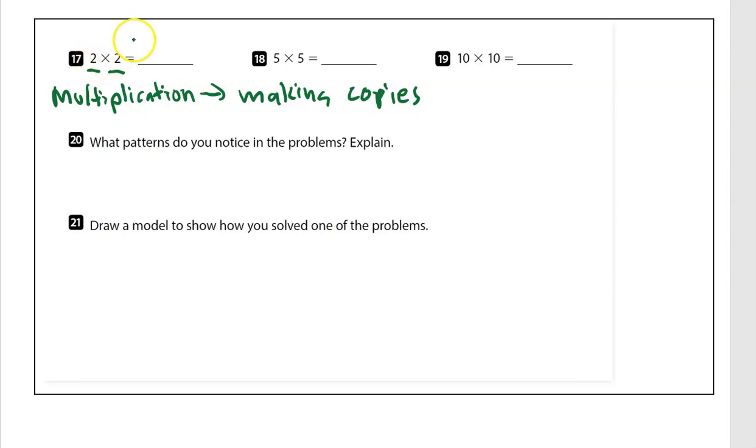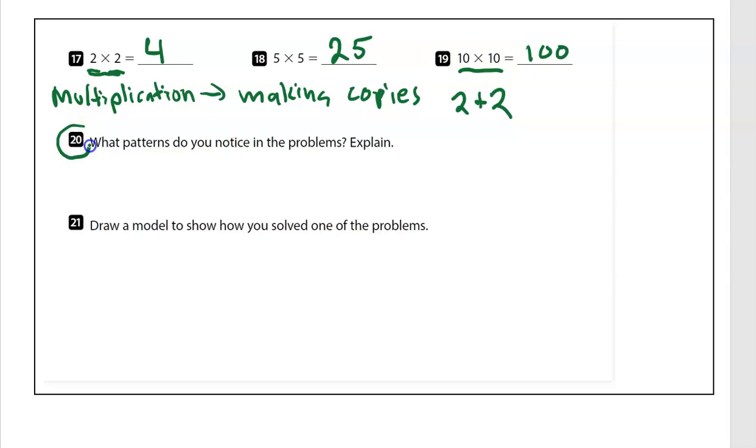So for example, we could think of that as not only just an array or 2 groups of 2, but 2 copies of 2, like 2 and then 2 more put together with an addition sign. So lots of ways to think about multiplication. All right, so you have 2 copies of 2 or 2 groups of 2, 4. 5 copies of 5, 5 plus 5 plus 5 plus 5 plus 5, or 5 groups of 5, 25. 10 times 10, 100. What patterns did you notice in the problems?